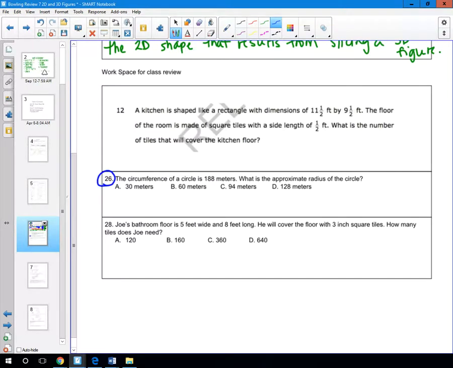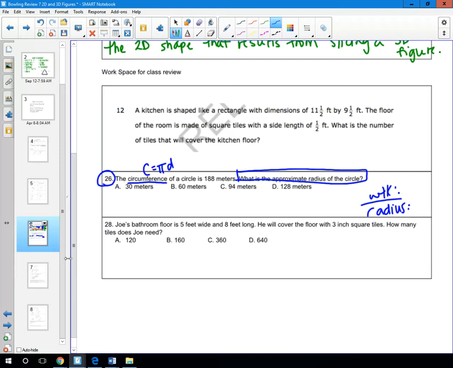Okay, so number 26 says the circumference, so that's a keyword. Circumference of a circle is 188 meters. What is the approximate radius of the circle? So I see that keyword, I'm going to go ahead and write my formula because I know that I'm going to need the formula. And I also want to box in my question. What is the approximate radius of a circle? So I want to know, what is it asking me for? The radius. So I'm not going to stop until I find the radius. Now, I might have to find the diameter first, but I can't stop until I get that radius.